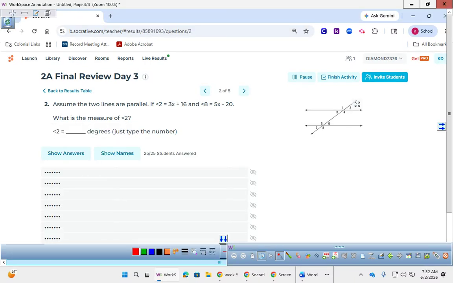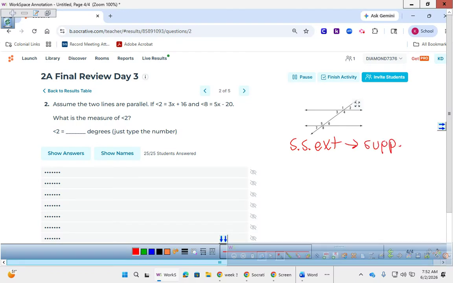All right, so we've got same side exterior angles. And same side is supplementary. What does supplementary mean? They equal 180. So angle 2 plus angle 8 equals 180. So let's see what we're working with here. We've got 3x plus 16, and I'm going to add that to 5x minus 20. Set that equal to 180.